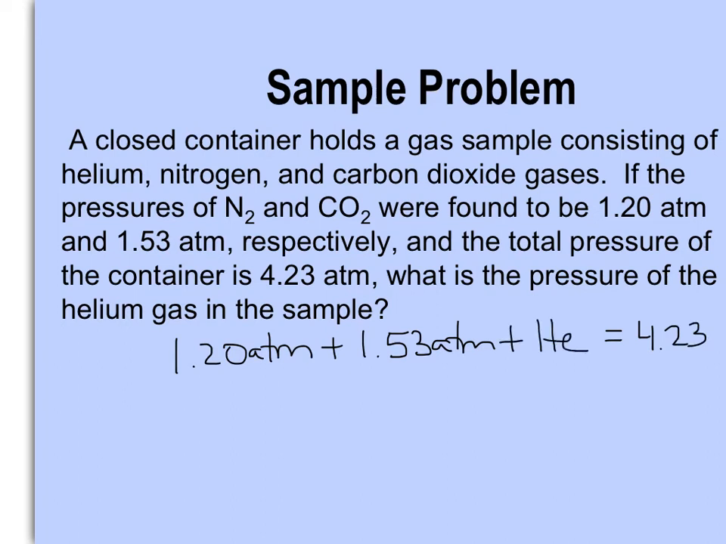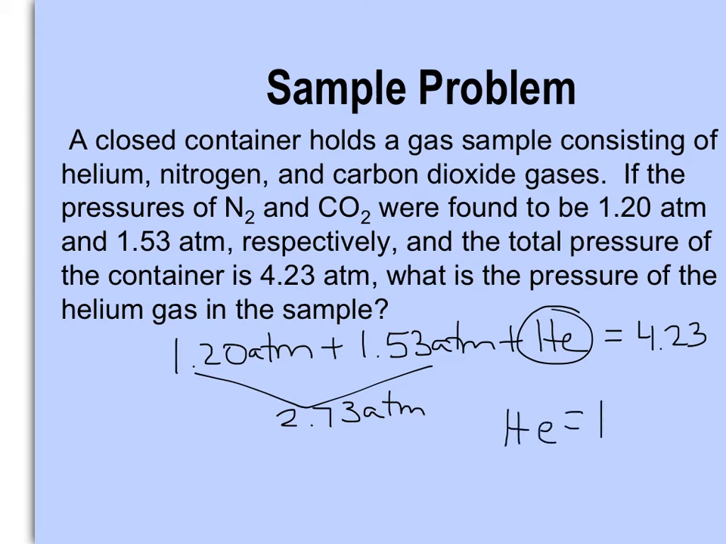So you could set it up like this. There are a number of ways that you can do algebra to solve for helium. 4.23 minus 1.20 minus 1.53. Or you could add these two together and find that they total to 2.73 atmospheres. So 4.23 minus 2.73 is going to equal 1.50 atmospheres.